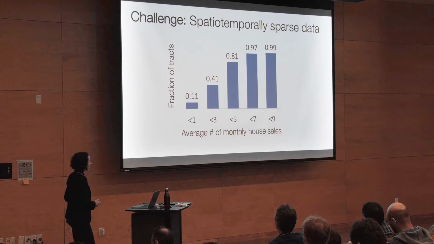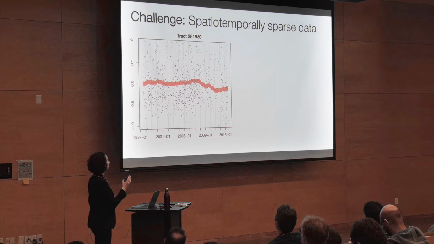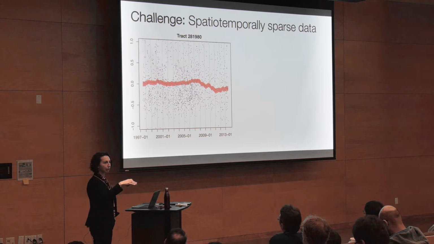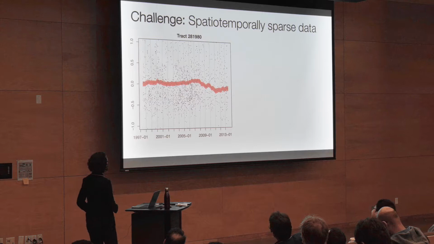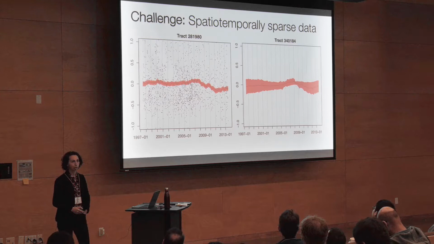So we can look at this a bit more qualitatively. Here's one census tract where we have lots of observations. Each dot is a different house sale, and our goal is to estimate this red curve, the value in that census tract over time, as well as this red band of uncertainty. So it doesn't look terribly challenging here. But here's one census tract where over this 17-year period, we only have 4 house sales. How do we hope to do anything there?